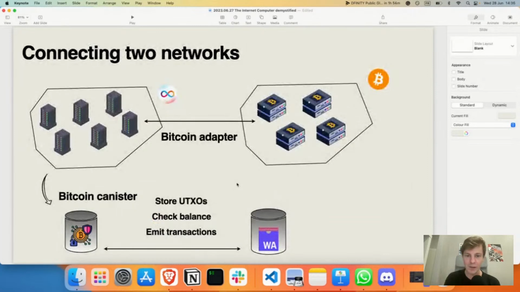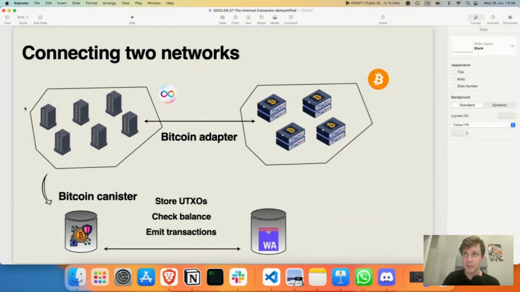So on the right, you have the Bitcoin network, and on the left, you have the Internet Computer. Those are two completely separated networks. You have the Bitcoin nodes, you have the Internet Computer nodes, and that's why you need to connect the networks first if you want to have those kinds of functionalities. And how do you connect them?